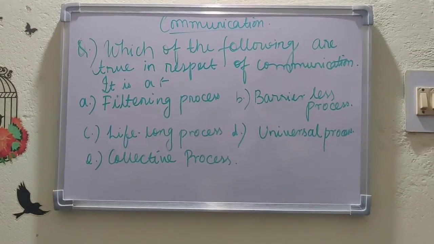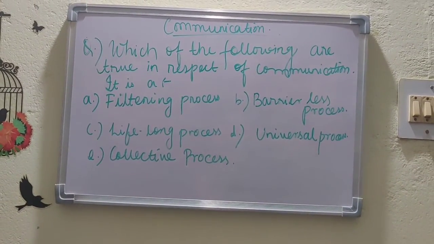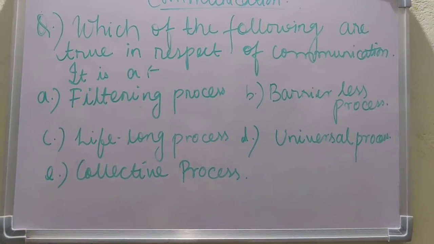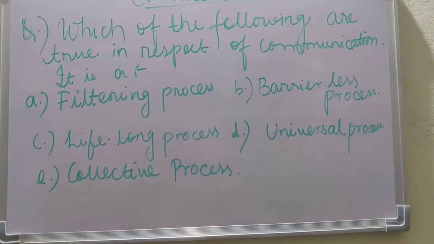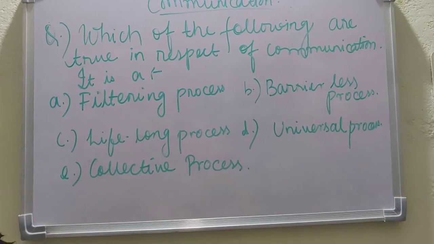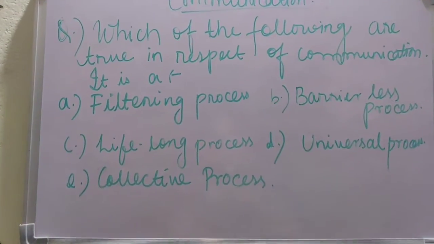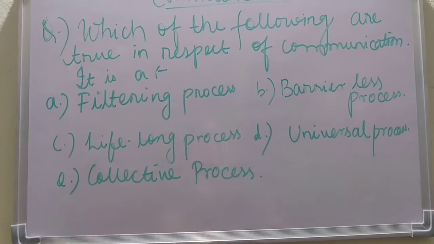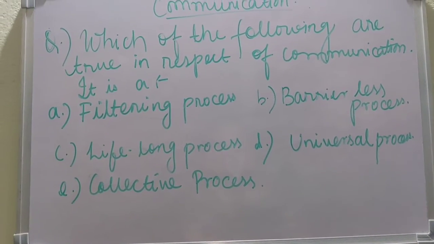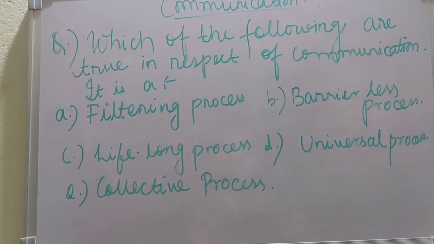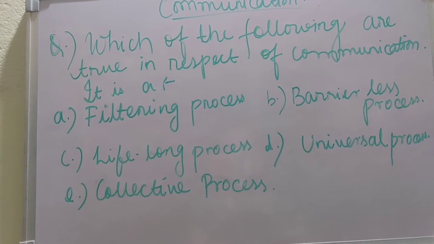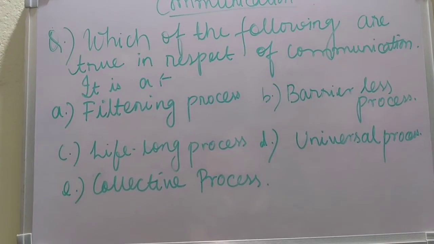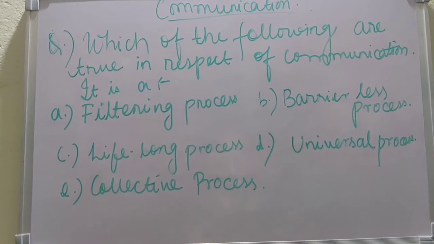Now this is another question, which of the following are true in respect of communication? The options are filtering process, barrierless process, lifelong process, universal and collective process. See, here the answer will be option C, D and E, because communication is a lifelong process, it is a universal process and it is a collective process. But it is not a filtering process and it is not a barrierless process. Barriers are involved in communication. So the answer will be C, D and E.